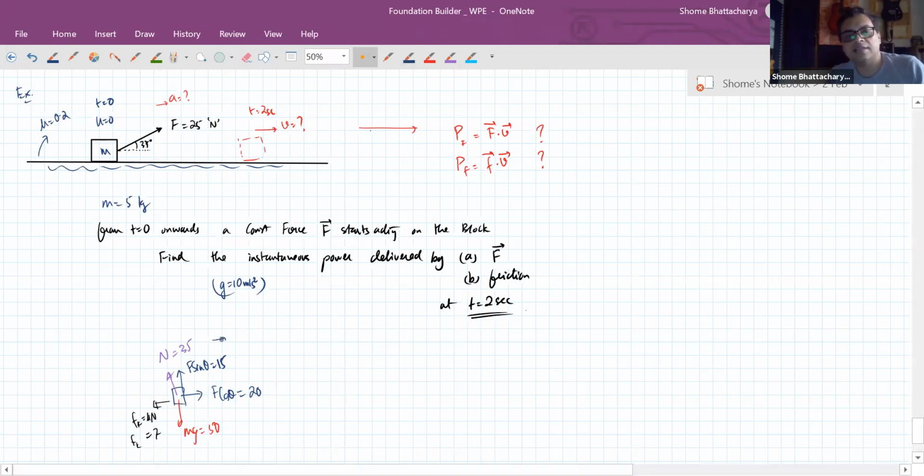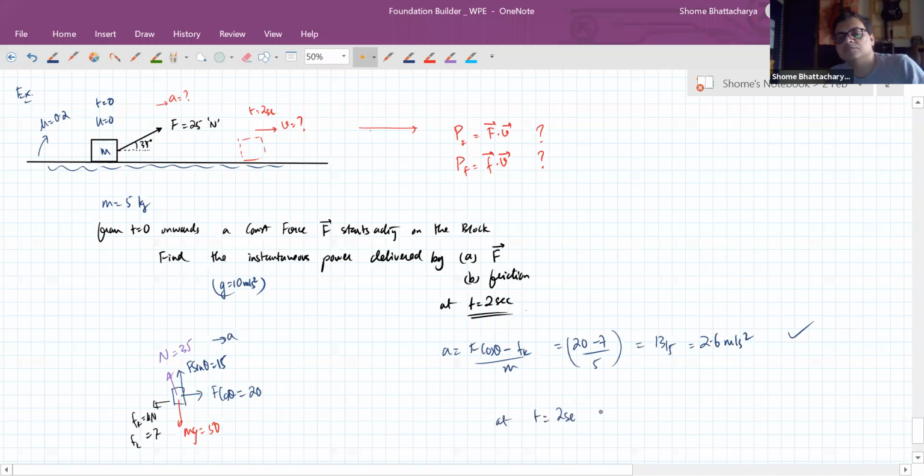So that will tell us that the acceleration of the body will be F cos theta minus kinetic friction divided by mass. So that is 20 minus 7 divided by 5. So that is 13 by 5, okay, or 2.6 meters per second square. This will be the acceleration. So at t equal to 2 seconds, the velocity of the block will become a t. So v will become 5.2 meters per second.